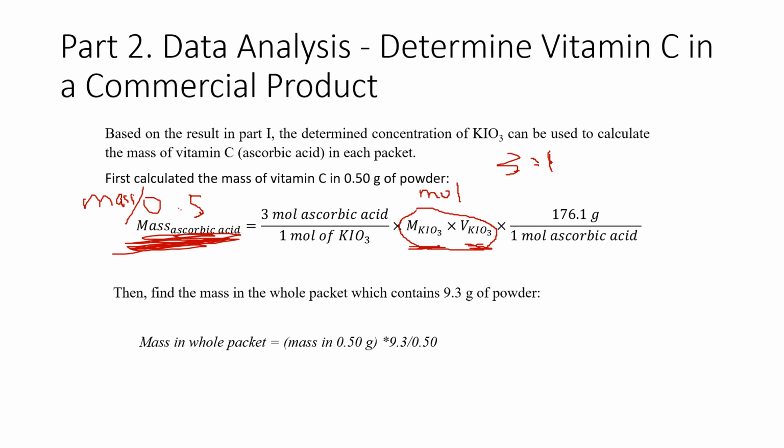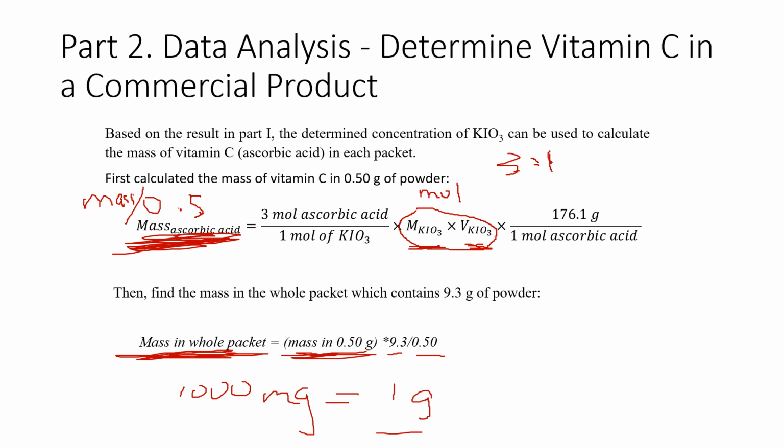So to find out the mass in the whole packet, after we get the mass in 0.5 gram, we multiply by 9.3 divided by 0.5. So we can find out the mass in the whole packet. So using the data I provided, you're gonna find out that this number is gonna be close to 100 milligram, which is about 1 gram. So your result is gonna be in the unit of gram. So you're gonna compare your result with this 1 gram to calculate the percent difference.